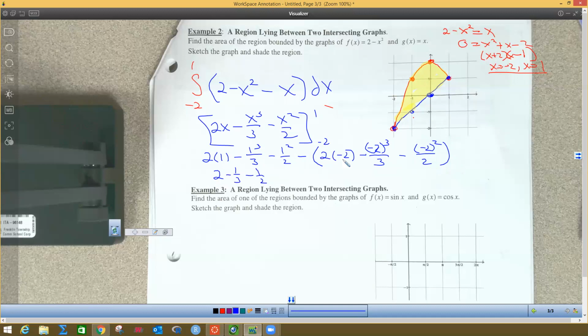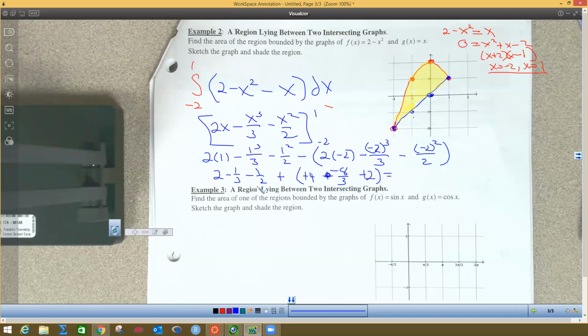This right here is negative 4. Now let's go ahead and do that. So I get negative 4, and then negative 2 cubed is negative 8. So minus a negative is positive 8/3. And then negative 2 squared is 4. 4 over 2 is 2. So this is minus 2 right here. So I'm going to go ahead and distribute the negative. So this becomes plus, this becomes plus, this becomes minus, this becomes plus.